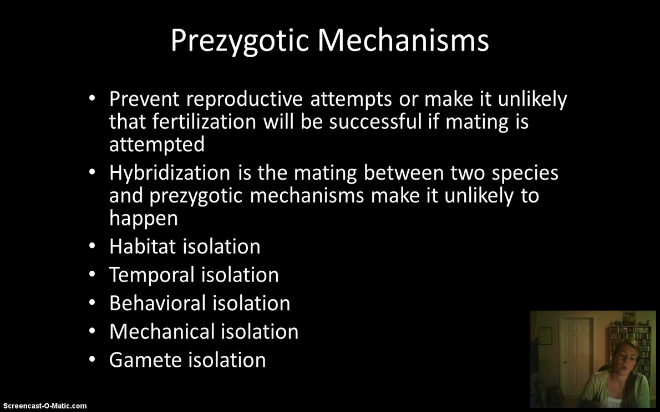Mechanical isolation is when physically two living things' genitals do not match together, so they cannot get the sperm and the egg to meet together. Gamete isolation is when, for whatever reason, the sperm and the egg meet, but they are not compatible. This could be different numbers of chromosomes, it could be problems with chemicals, but the sperm and the egg actually meet each other, but they are not capable of reproducing.